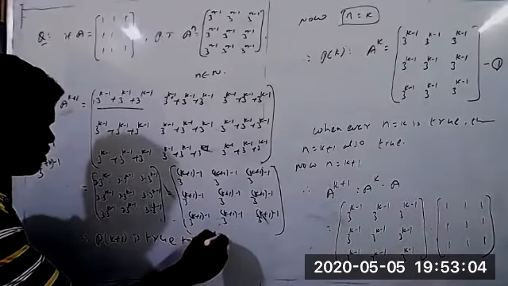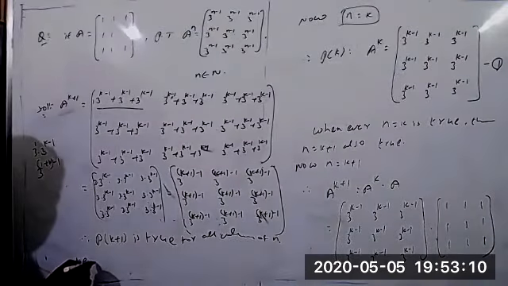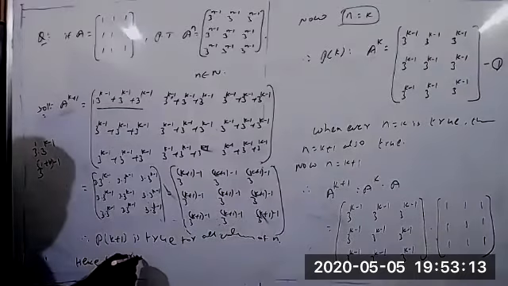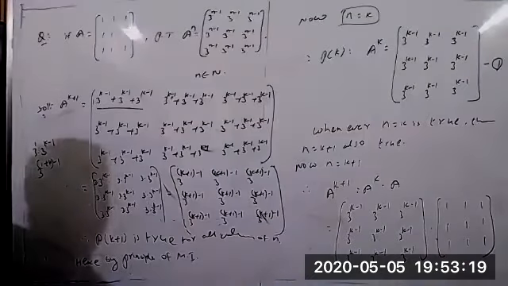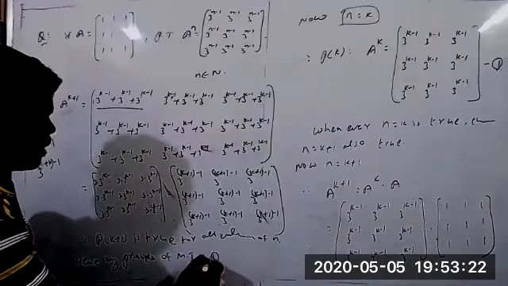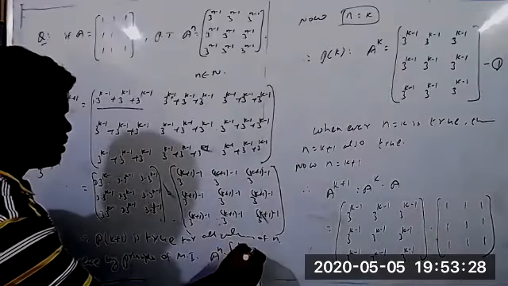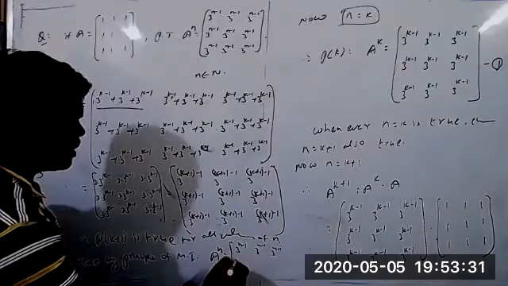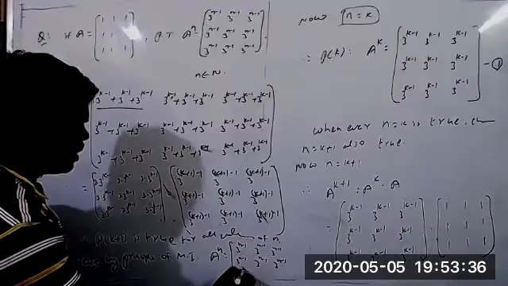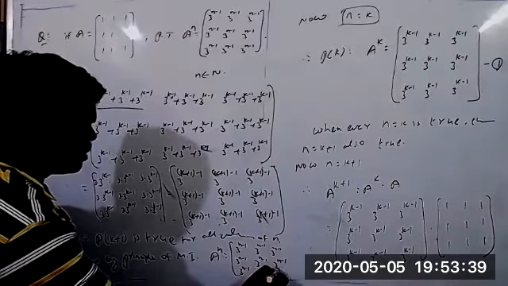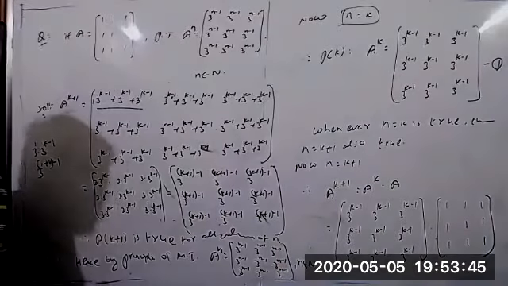all values of n. So hence, by the principle of mathematical induction, what you can say now is that a power n equals the same condition you can write now, 3 power n minus 1, 3 power n minus 1, 3 power n minus 1, where n belongs to natural numbers.